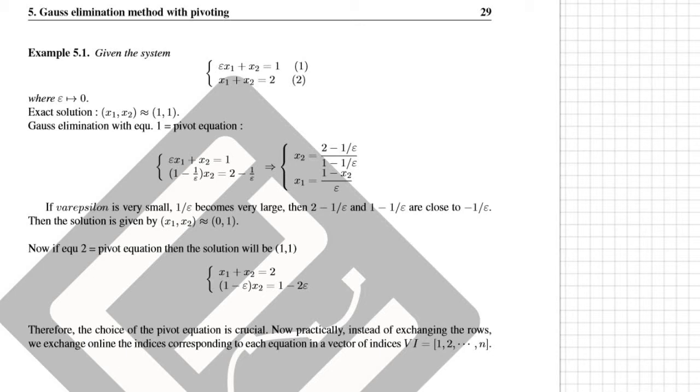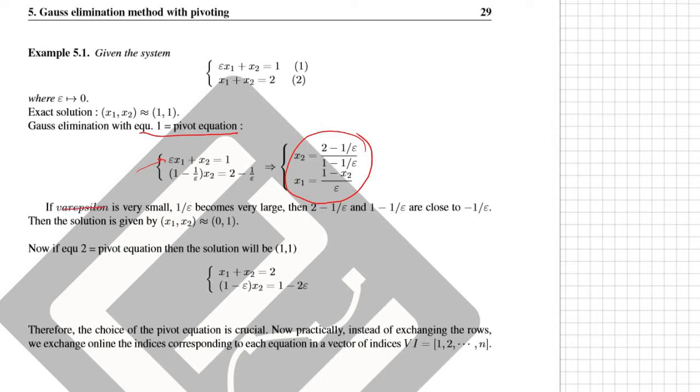So if we try to solve this system with the Gauss elimination method, but for the first trial we consider that equation 1 is the pivot equation. So we keep equation 1 and then we try to put to 0 the coefficient of x1 in the second equation. So we multiply the first equation by 1 over epsilon, and then we calculate equation 2 minus equation 1. We will have this kind of solution. Okay, so it's (2 minus 1 over epsilon) over (1 minus 1 over epsilon) for x2, and (1 minus x2) over epsilon for x1.